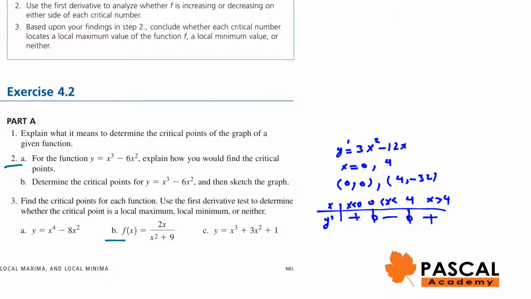The graph of the function is a cubic function. The maximum point is 0 and 0. And the minimum is 4 and negative 32. The x-intercepts on the graph of the function are 0, 0, and 6 and 0.